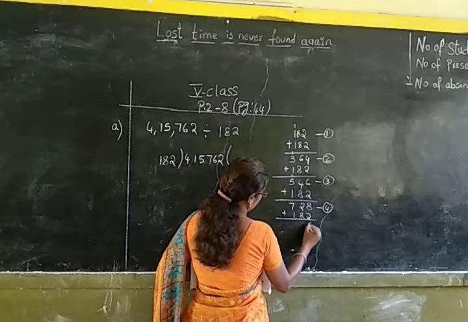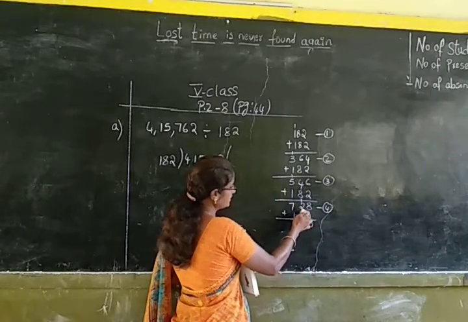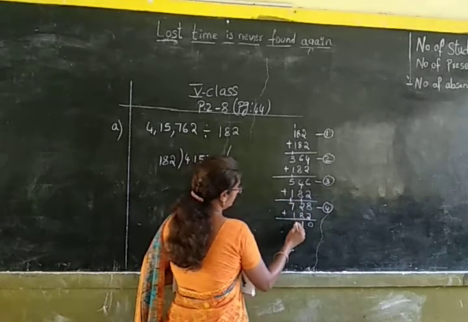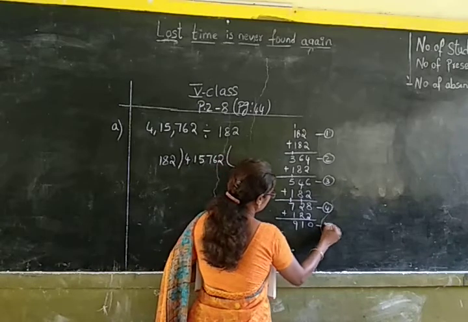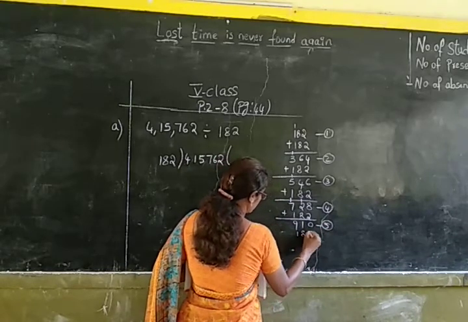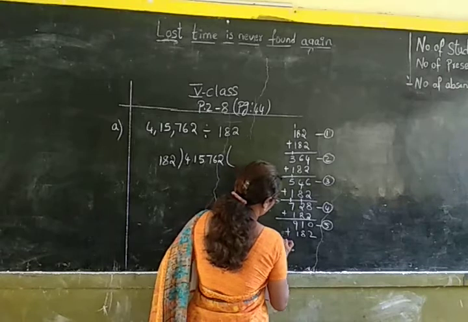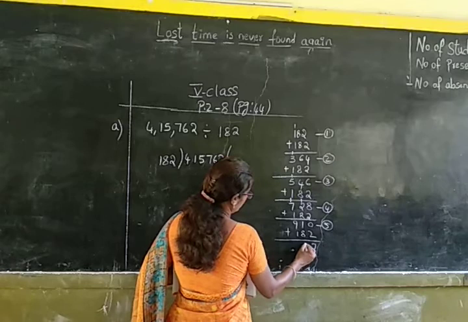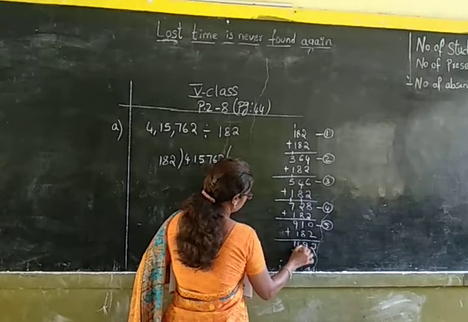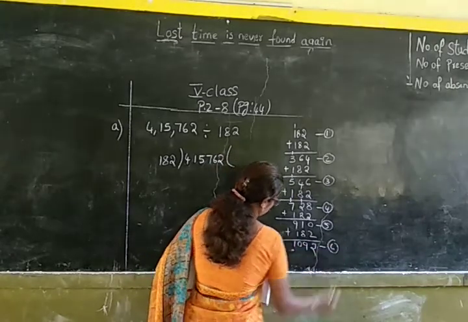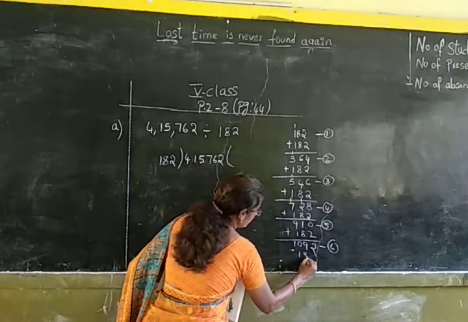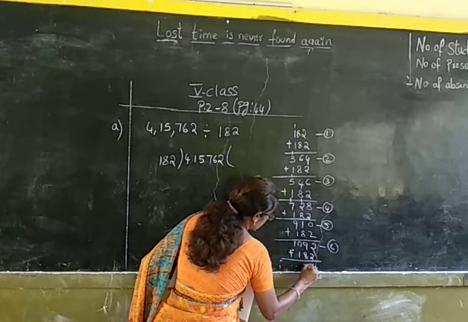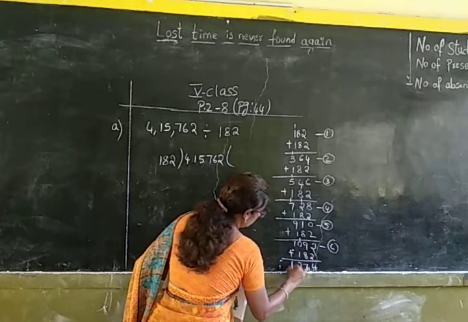Again I am going to add 182. 8 plus 2 is 10. 8 plus 2 is 10. 10 plus 1 is 11. 7 plus 1 is 8. 8 plus 1 is 9. This is 5 times. So again I am going to add 182. So 0 plus 2 is 2. 8 plus 1 is 9. 9 plus 1 is 10. This is 6 times. Again I am going to add 182.